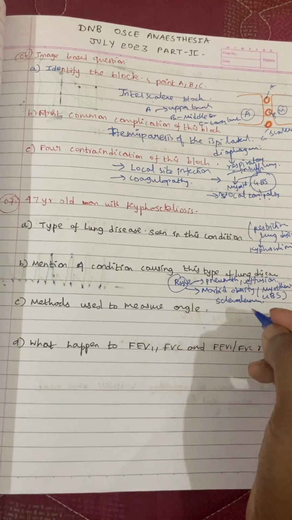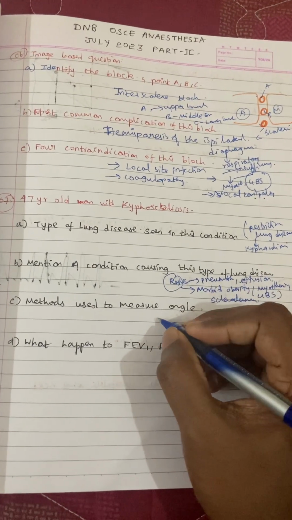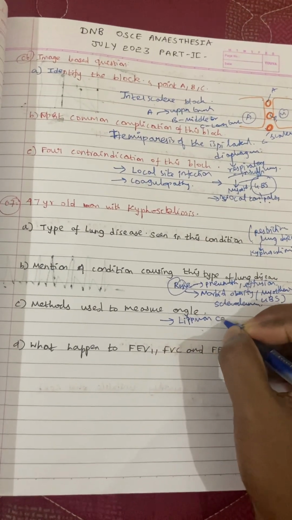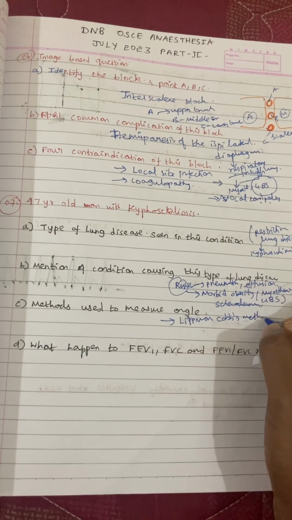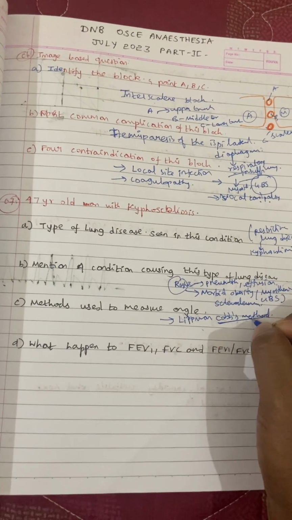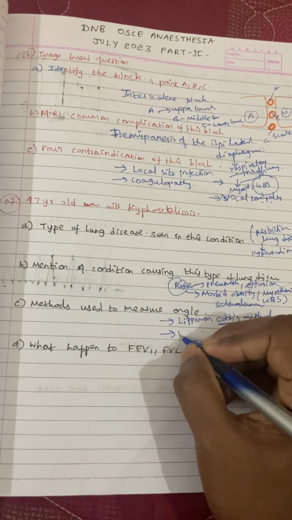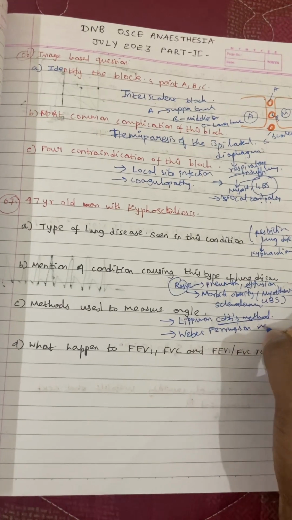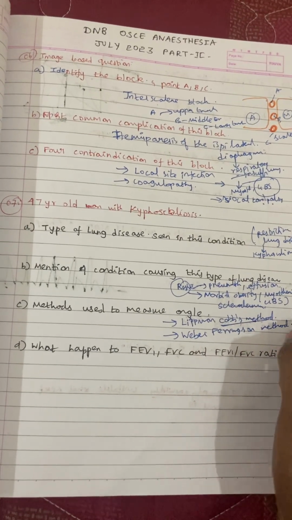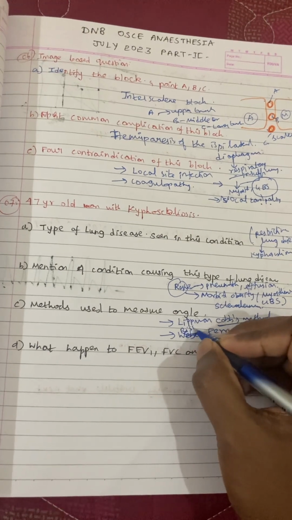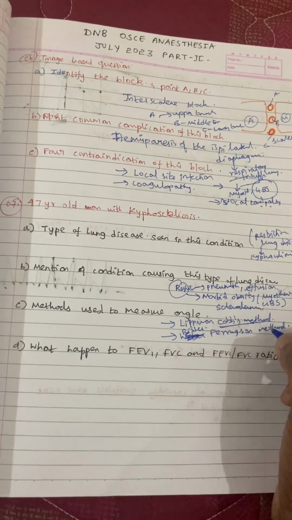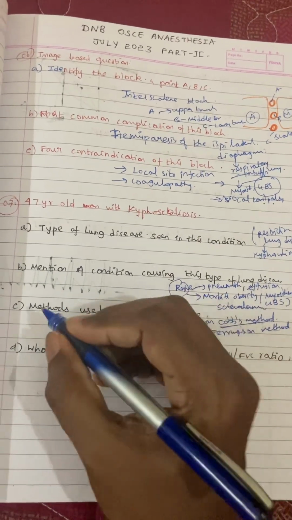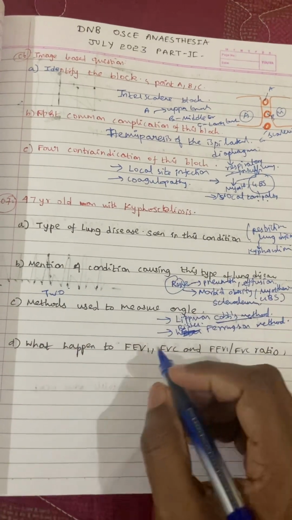What are the methods used to measure the angle of kyphoscoliosis? It is by the Lippman-Cobb method, Cobb's angle, your most favorite question. How will you measure it? By the Lippman-Cobb method. The other is the Risser-Ferguson method. These are the 2 methods which can be used to measure the kyphoscoliosis angle.